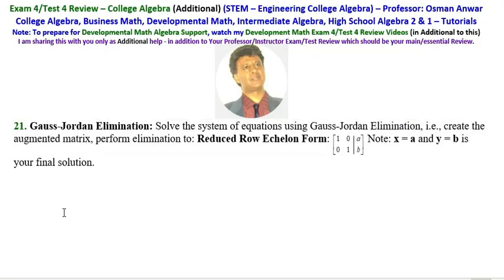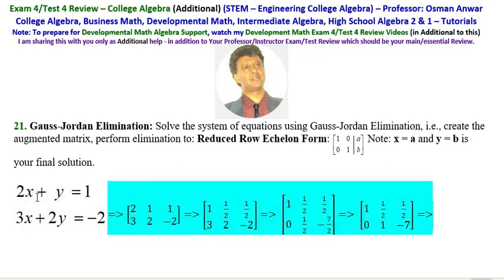Number 21 is Gauss-Jordan elimination. Solve the system of equations using Gauss-Jordan elimination, that is, create the augmented matrix, perform elimination to reduce the row echelon form, that is, ones in the diagonal, 0 above and below the diagonal, and the result is A B. That means x equals A, y equals B is your final solution.